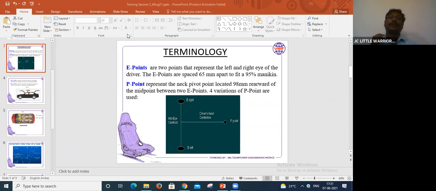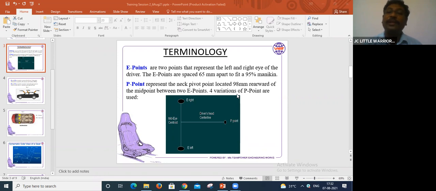P point represents the neck pivot point located 98 mm rearward of the midpoint between two E points. You can see here E points, and the midpoint. And P point, which is the neck pivot point, is located 98 mm rearward of the midpoint between the two E points. So, is that clear? This P point is nothing but the neck pivot point. We are clear about E point, and now P point is nothing but the neck pivot point.